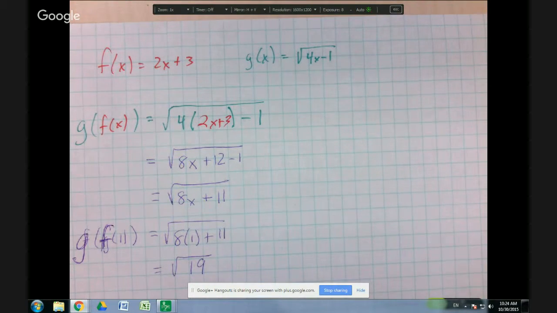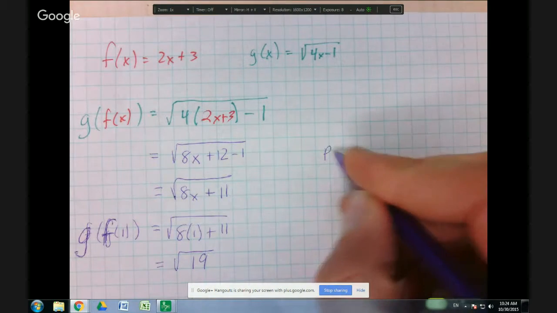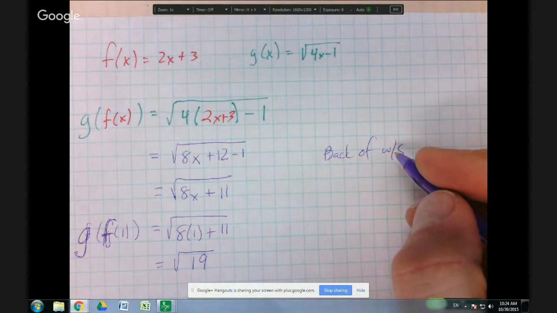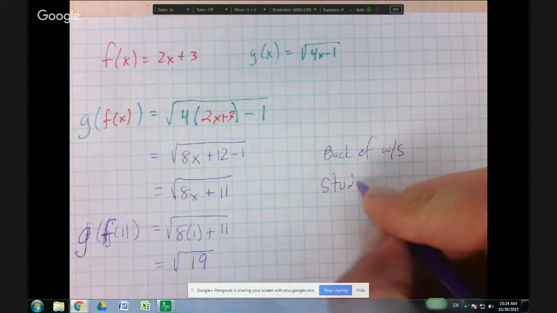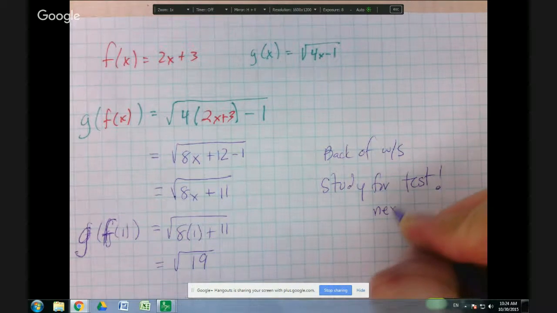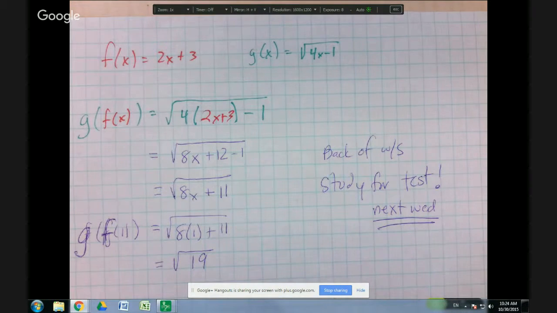I'm going to come help those of you that still need it individually. Okay, homework: back of worksheet. Study for test.